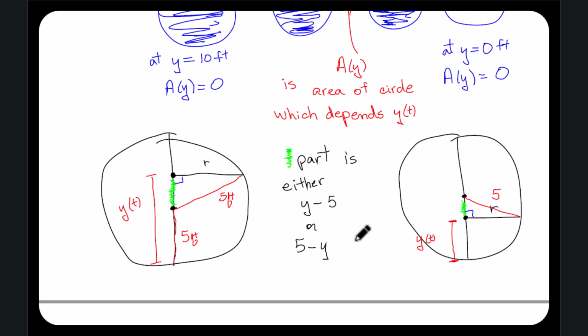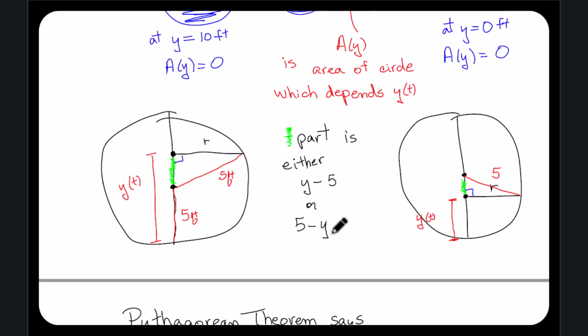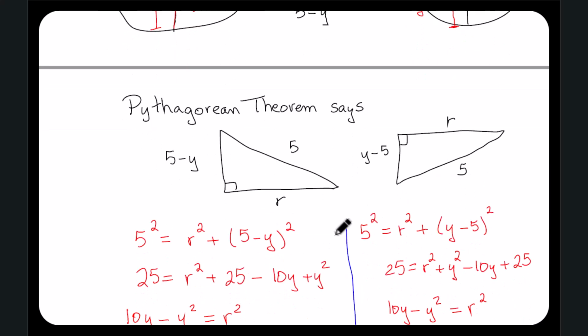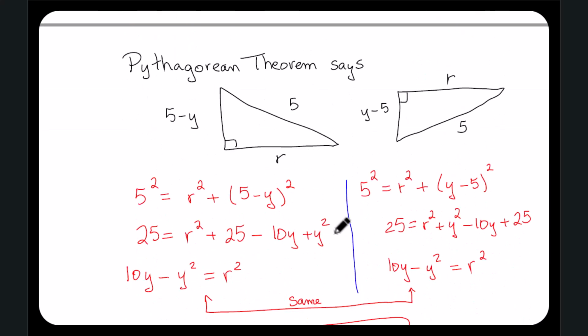Now you might think that it makes a difference which height we're in, and it does right now. But if you look at the Pythagorean theorem and you work out both right triangles for r squared, you notice r squared is exactly the same. So it doesn't really matter if you are above the midline or under the midline in terms of r squared.